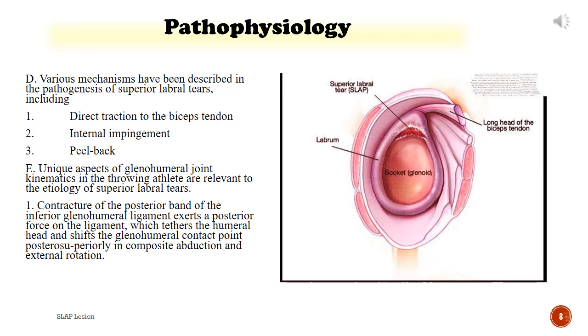2. Internal impingement. 3. Peel back. Unique aspects of glenohumeral joint kinematics in the throwing athlete are relevant to the etiology of superior labral tears. Contracture of the posterior band of the inferior glenohumeral ligament exerts a posterior force on the ligament, which tethers the humeral head and shifts the glenohumeral contact point postero-superiorly in composite abduction and external rotation.